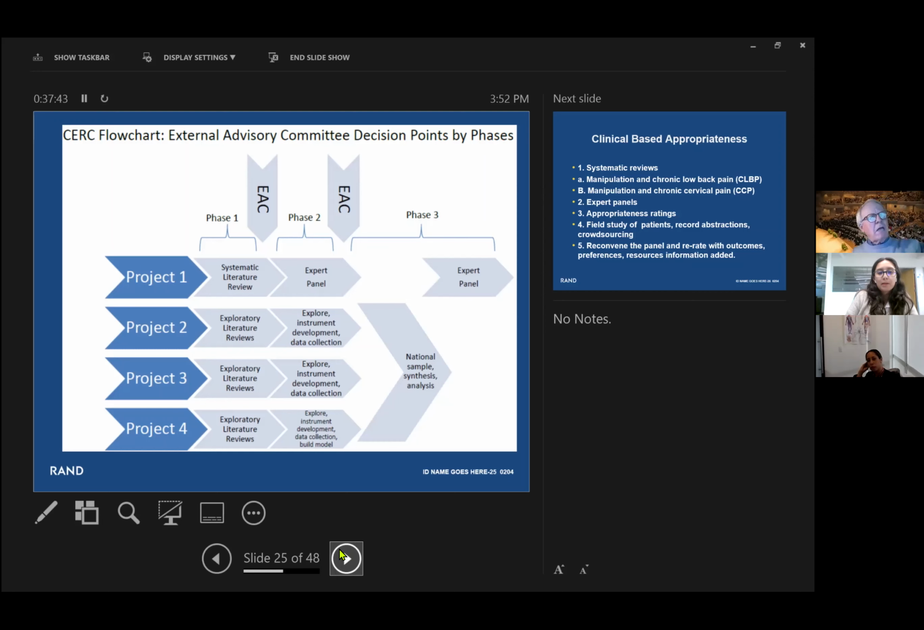So what's happened in this study is those bottom 3, Projects 2, 3, and 4, went out and collected data on patient preferences, patient outcomes, and patient cost. And we're trying to get around that weakness, because what we wanted to do was then present that data to the panel as well. So this is how it went.